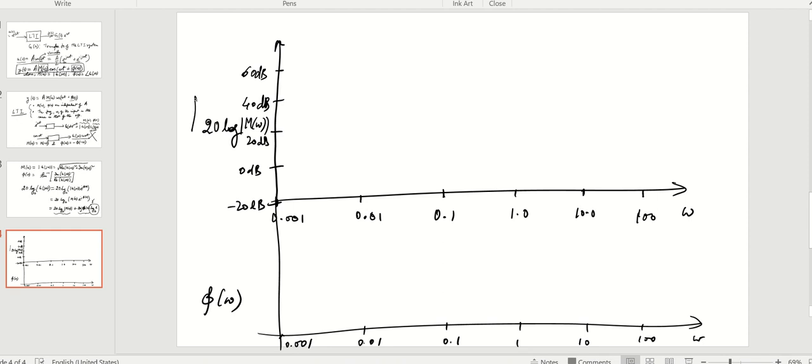So this is the magnitude function and this is the phase function. This, of course, you can plot in degrees. So let's say this is 0 degrees, this is, let's say, minus 45 degrees, somewhere here is minus 90 degrees, and so on and so forth. On this graph, you can use a semi-log graph paper for this purpose. A semi-log graph paper would have a linear scale on the y-axis and a logarithmic scale on the x-axis.